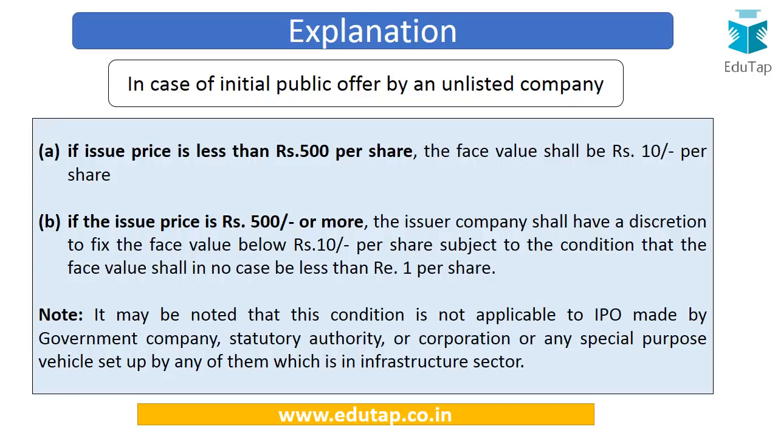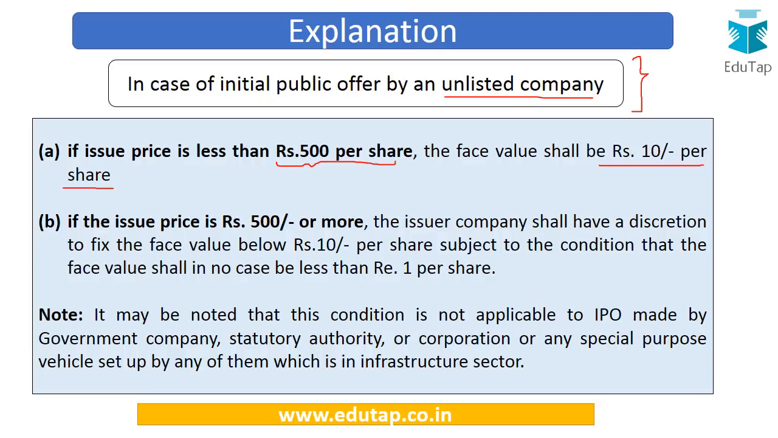Now, in case of an initial public offer by an unlisted company, these are the provisions which are relevant as per the SEBI ICDR regulations. If the share price is less than rupees 500 per share, then the face value shall be rupees 10 per share. So if the issue price is below 500 per share, the face value shall be rupees 10 per share.